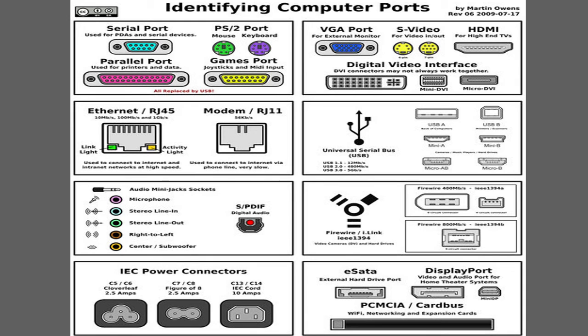And then we have the USB or the Universal Serial Bus. We have the USB-A, USB-B, Mini-A, Mini-B, Micro AB, and Micro B. And then we have the newer one, the USB Type-C. And then we have the different audio ports that you can use for your sound. And then we have the FireWire link. And then we have the other power connectors.